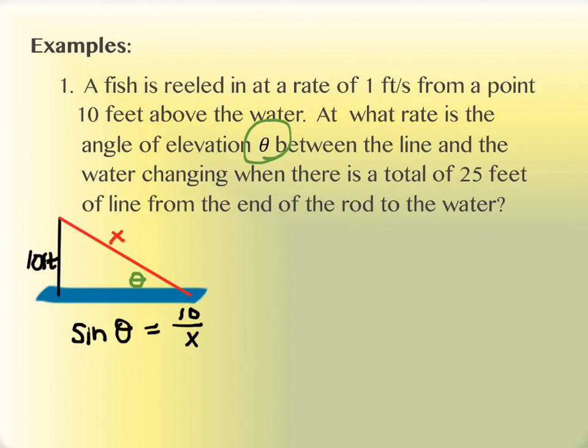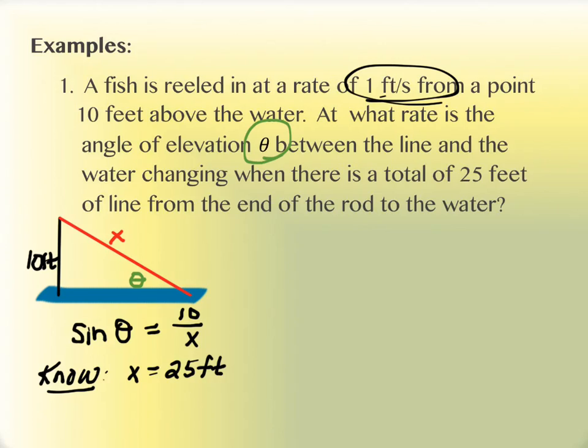Let's actually write down some of the things that we know at the end. I've already said this, that the x value is going to be 25 feet. We also know at the very end a certain rate. It says that the fishing pole is pulling this in at a rate of 1 foot per second, right? That's how quickly this red length is changing, at 1 foot per second.